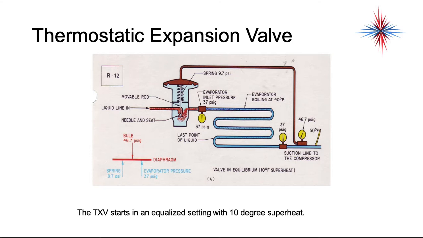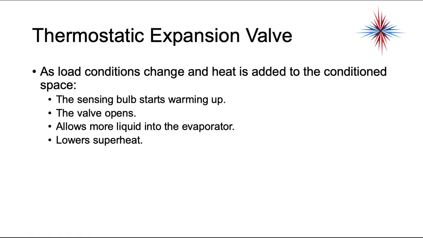The TXV starts in an equalized setting when you turn the system on. It starts in an equalized setting with a 10-degree superheat. So our bulb pressure and our spring pressure and our evaporator pressure, because there's pressure in the evaporator, are equal to each other. So it starts with a 10-degree superheat.